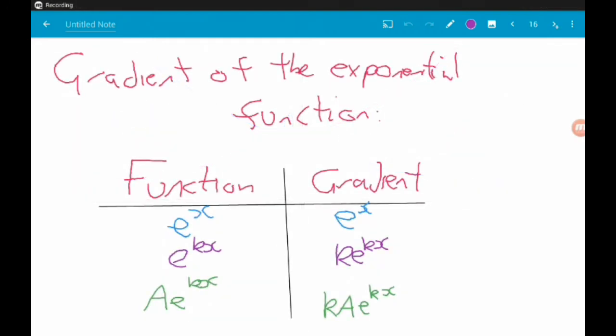Okay, so the last thing for this video that I highly recommend you take a note of is the gradient of different forms of the exponential function. Then we're also going to have a look at a few questions. The gradient of e to the power x is itself e to the power x. The gradient of e to the power kx is k times e to the power kx, and the gradient of a e to the power k times x is k times a e to the power k times x. So now we're going to have a look at using this info in some questions.